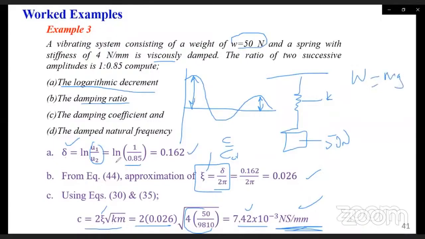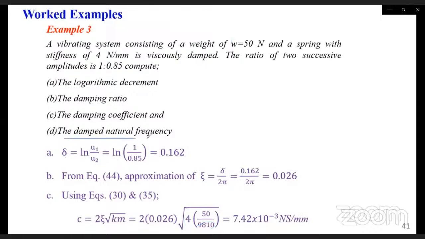And note that we are talking of Newton and millimeters. Whatever the unit that you are given, that's why you are seeing the g. You're talking of it in terms of 9.81 times 10 to the power of 3, so that the units can agree with Newton and millimeters. We are in grams and so on, and then we end up having the damping coefficient in Newton second per millimeter.